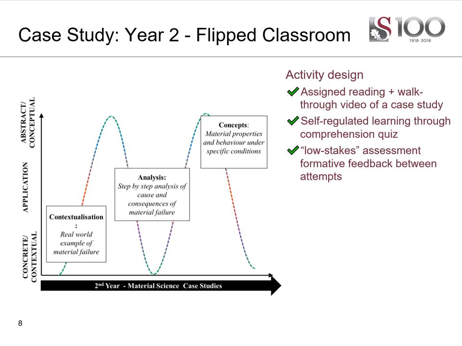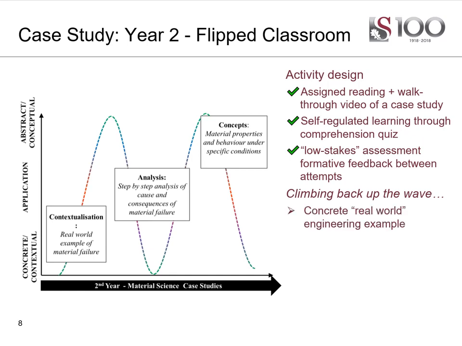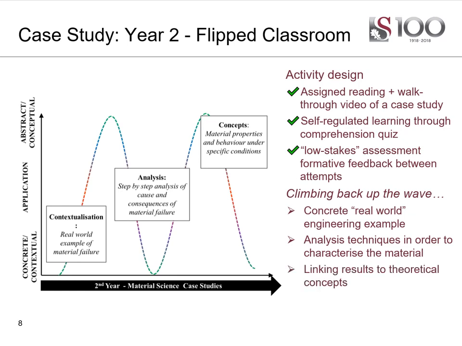The student is taken on a job shadow journey with a consulting engineer, climbing back up the wave by starting with a contextual real-world engineering problem. A vehicle wheel axis has failed and you as an engineer need to determine why. Various material and mechanical tests are used in order to determine the material and mechanical properties of the axle, and then the properties are linked back to the expected behavior from a theoretical perspective. The student is then guided into interpreting the results in order to determine the reason for failure.